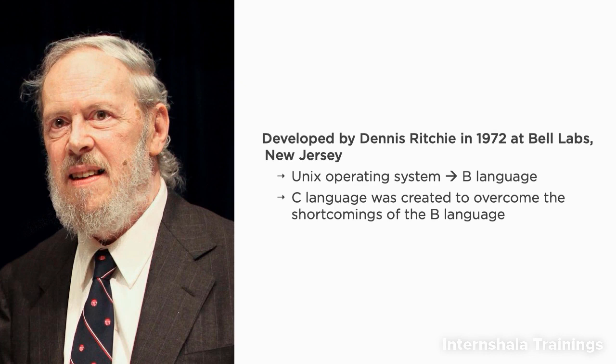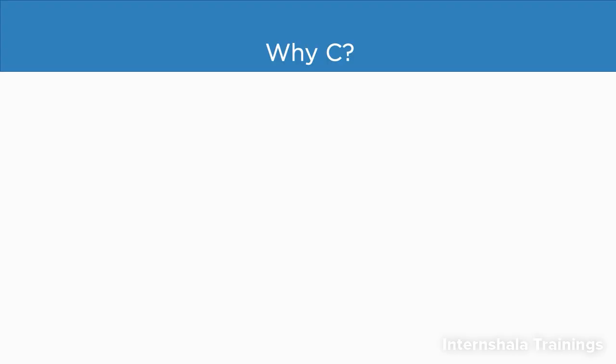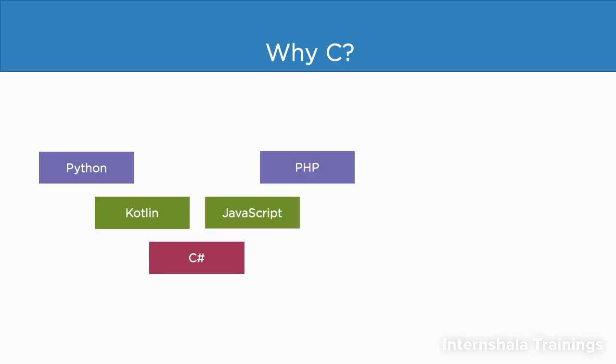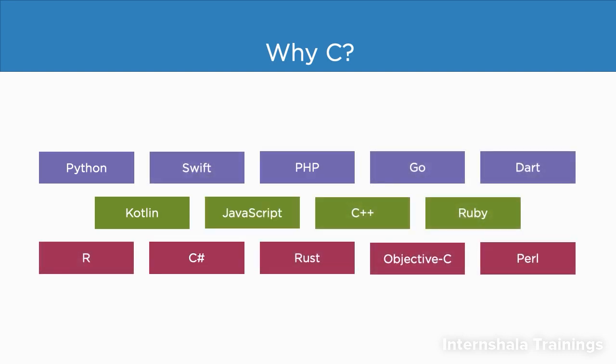But now the question arises, it's okay that C language was created a long time ago, and it fulfilled the need for developing software at that time. But nowadays we have a lot of programming languages which we can learn instead of C, such as Python, Kotlin, C#, JavaScript, PHP, and a lot more, including C++, which we will of course go through in this training. So why to learn C programming in this modern era?